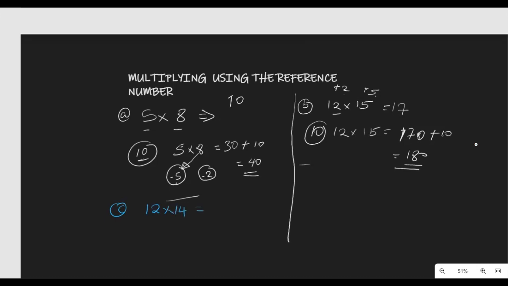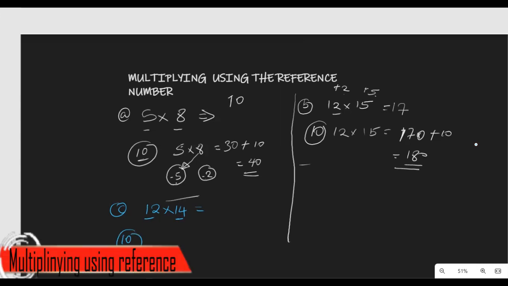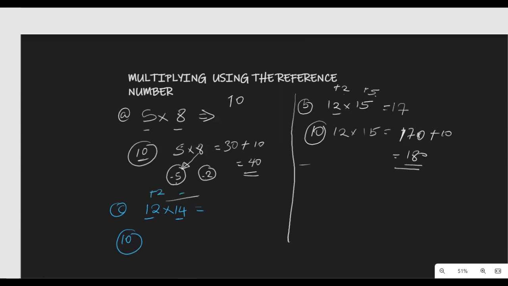So what we know here is that all these numbers are slightly above 10. So we will still keep 10 as our reference number. What is 12 minus 10? Subtract 10 from 12, you have +2. The same with 14 minus 10, you have +4.